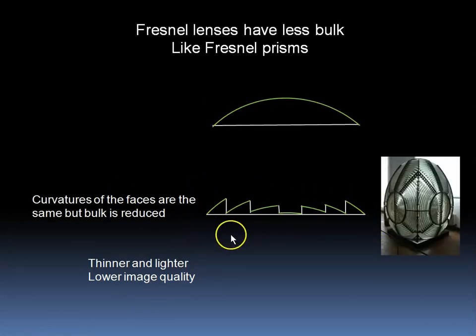Fresnel lenses can reduce the bulk of lenses in a manner similar to Fresnel prisms reducing the bulk of prisms. In the Fresnel lens, we have an overall curvature that adds up to equal that of the original lens. However, there are the discontinuities with light scatter at the boundaries and some degradation of the image. Here we see a picture of a lighthouse lens, which is a Fresnel lens with much less bulk, but here are the segments with their discontinuities.